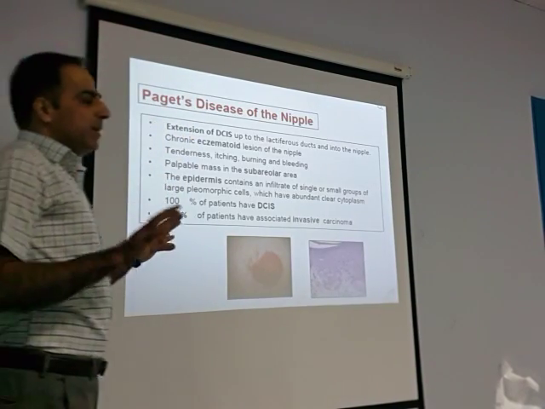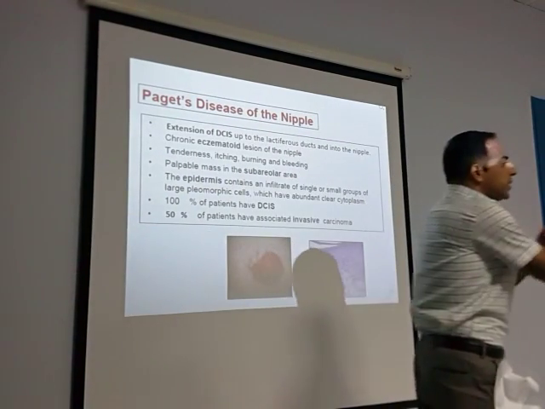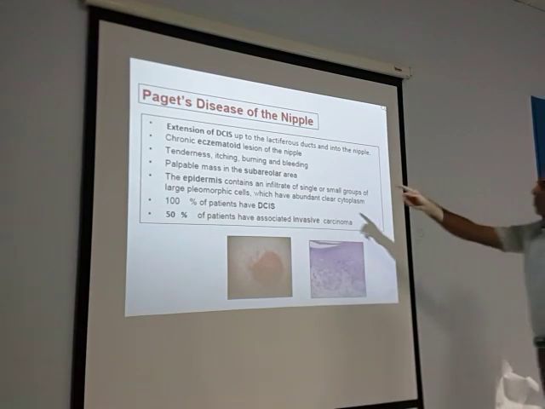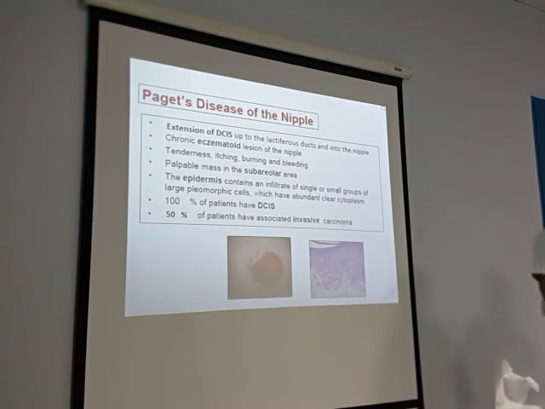Paget disease of the nipple means there is an underlying carcinoma. It spreads through the duct and goes into the nipple. In the nipple, what will it cause? It will cause bleeding, itching, and serous discharge. So it can cause all these things: tenderness, itching, burning, bleeding, and almost 100% of the cases will have an in situ carcinoma which is spreading to the nipple.